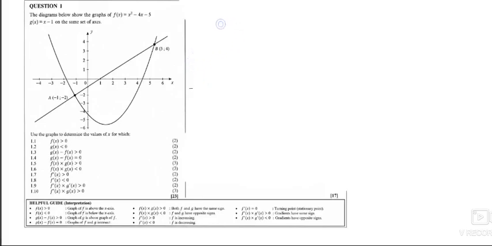Now let's understand one thing here. Given a graph of f of x is equal to x squared minus 4x minus 5. This is the quadratic. We can see the quadratic over here. This is the smiley face because the a value over there is positive, right? Now here we also have g of x is equal to x minus 1. So we just see that right there.